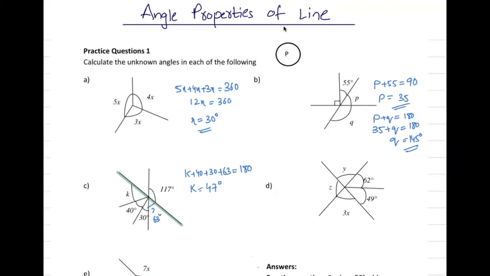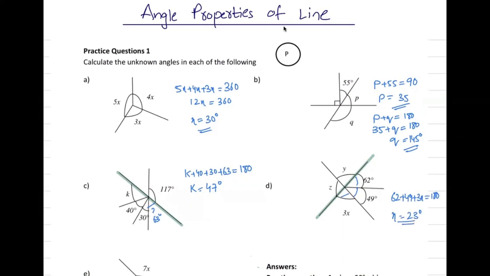All right, part D. We have, let's consider this as a straight line first. So if we add the three angles 62, 49, and 3x, it must add up to 180. So x is going to be 180 minus 62 minus 49, divided by 3. So x comes out to be 23 degrees.